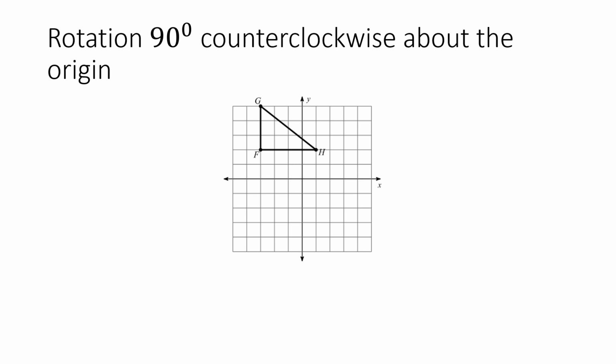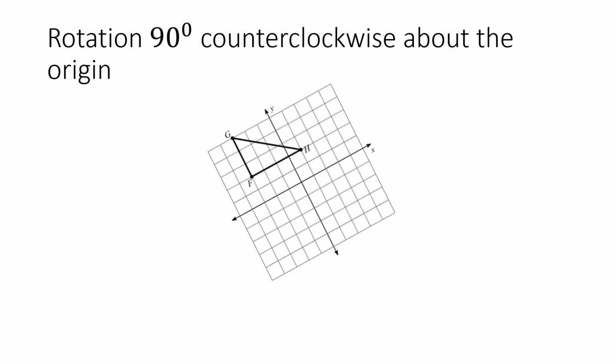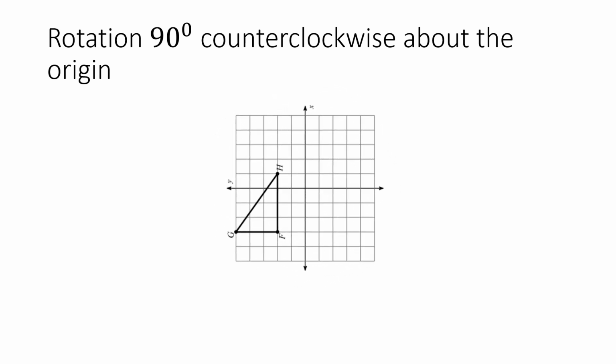In this example, it's asking us to rotate 90 degrees counterclockwise about the origin. We are rotating triangle FGH. Counterclockwise, we are going to rotate it opposite the direction of the clock. We turn our paper one time counterclockwise.